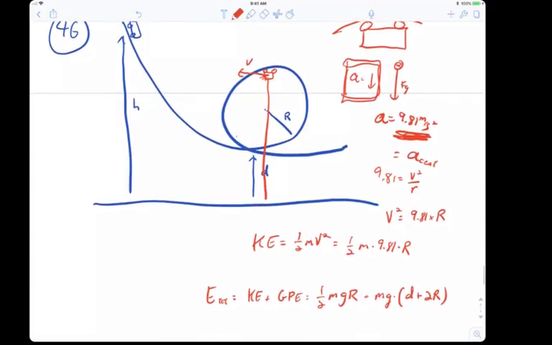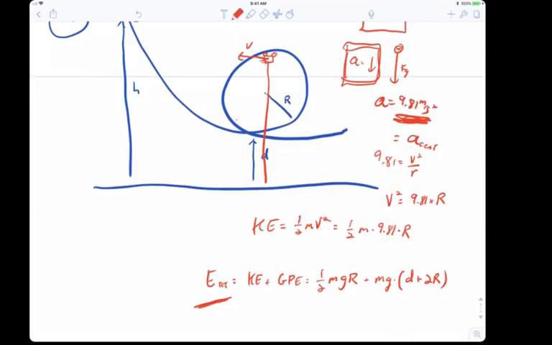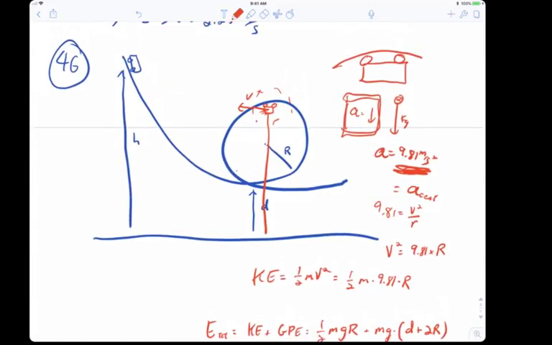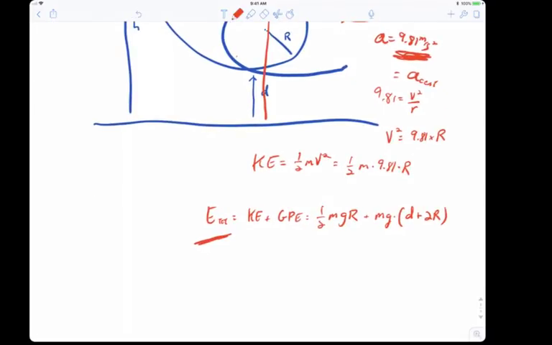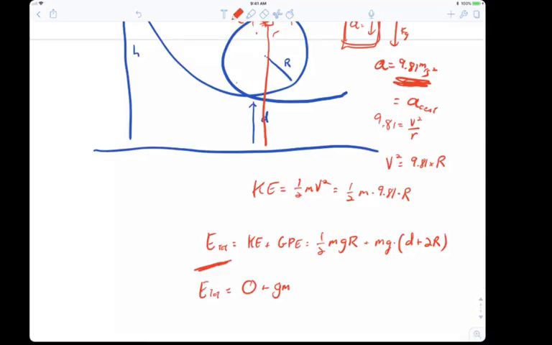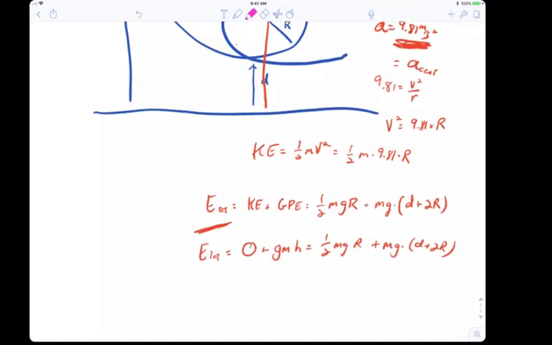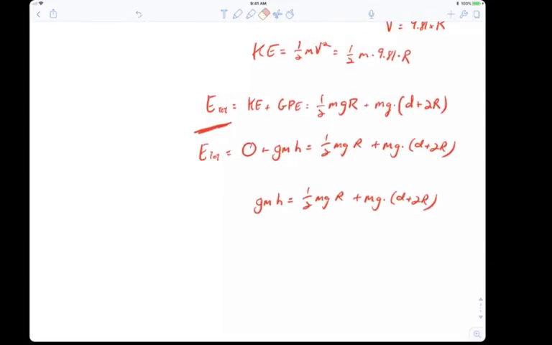Okay, so this is how much total energy the cart needs for it to stay on the track when it's at the top. And that means that it must have the same amount of energy when it starts out. It starts out with no kinetic energy. So mgH is equal to 1/2 mgR plus mg times D plus 2R. You know what? I'm going to copy this equation. Now I can factor stuff out. Each of these terms has a g. Each of these terms has an m. Hey, look, it's a relationship.